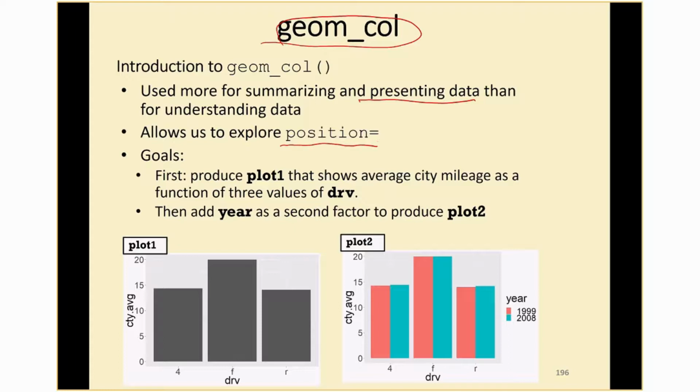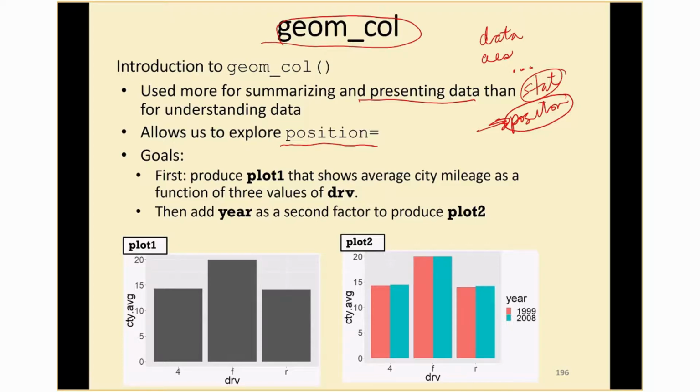So what do I mean by that? Recall that every geom has these 5 different things. It's got the data, it's got the aesthetic mapping, it's got the options that we represent as 3 dots, it's got the stat, and it's got position. Up until now, we've not considered either position or stat. In this particular lab, we're going to have to think about position.